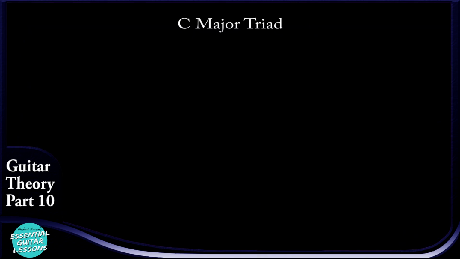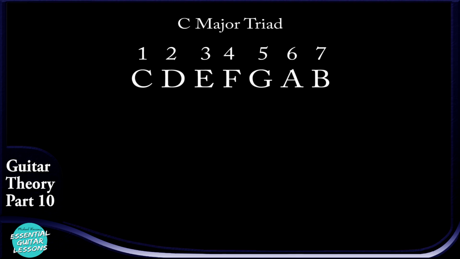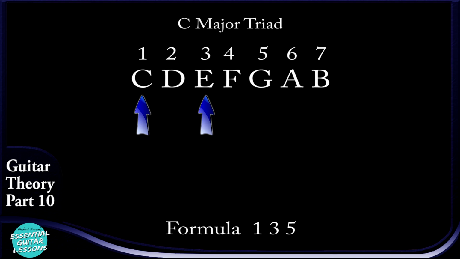We'll start with the C major triad. Bring up the C major scale, and I just use the formula 1, 3 and 5. Take the first note, which we call the root note, the 3rd note and the 5th note, and that's the C major triad. We have C, E and G, and that works for every major triad. Start with the major scale and use the 1st note, the 3rd note and the 5th note.